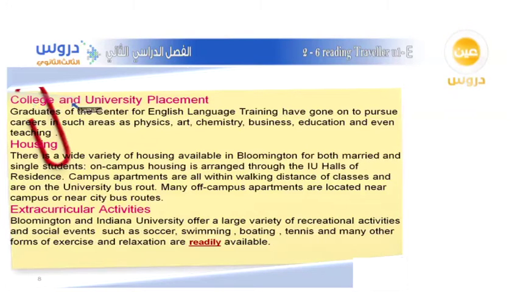College and university placement. Graduates of the Center for English Language Training have gone on to study and even teaching. Okay, and also housing. There is a wide variety of housing available in Bloomington for both married and single students. Through IU halls of residence, campus apartments are all within walking distance of classes and are on the university bus route. Many off-campus apartments are located near campus.